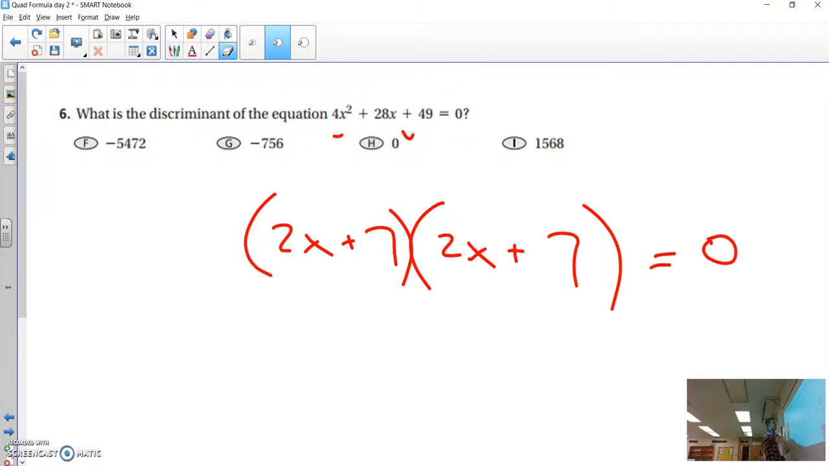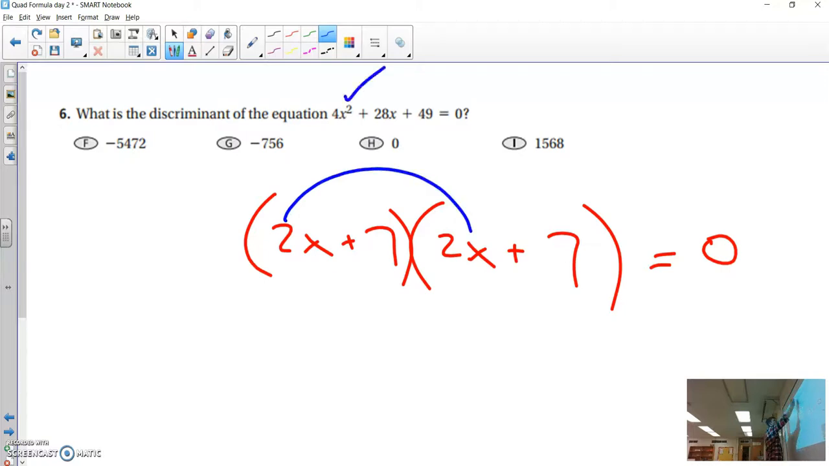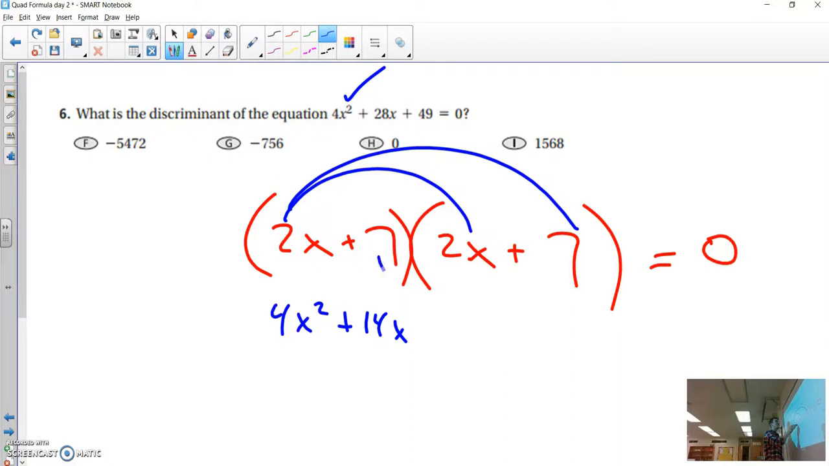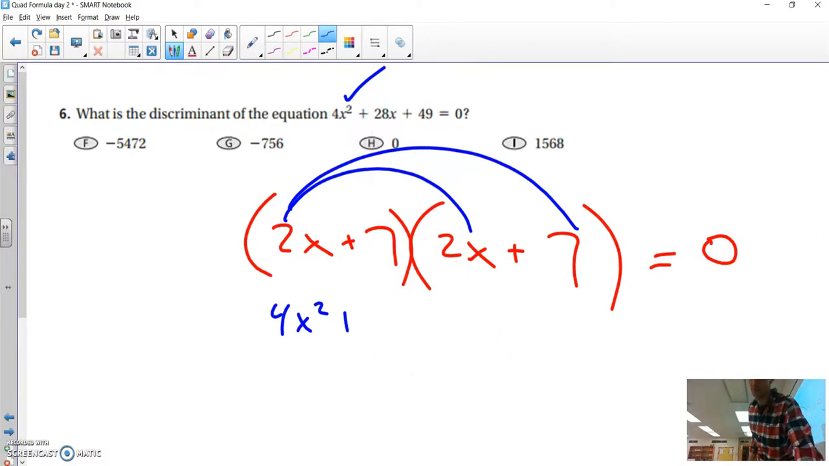Okay? Now, I did that pretty quick. And honestly, even though I have a math degree, I would probably stop and make sure, like, is that right? Well, the only way I know if that's right is if I multiply them together. There's my 4x squared right there. 2x times 2x, 4x squared. All right, but then there's a 14x, and then there's a 14x, and guess what? That's 28. 7 times 7, 49, so this is correct. I've factored this correctly, okay?